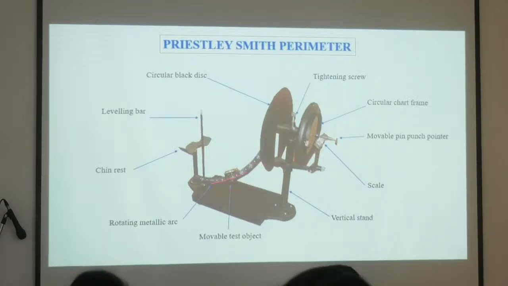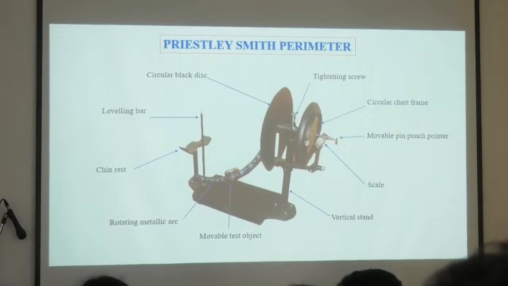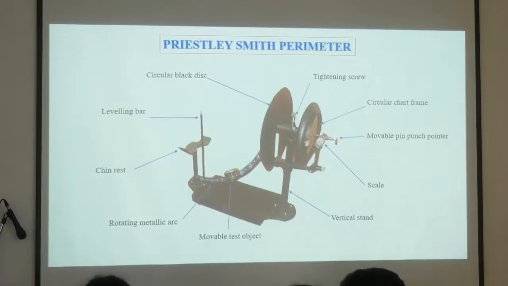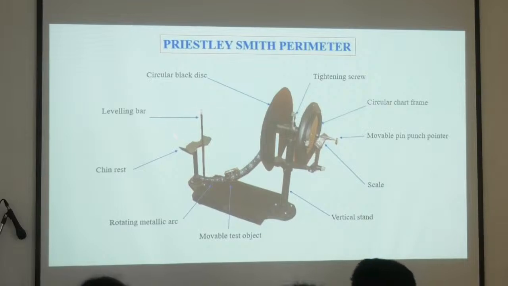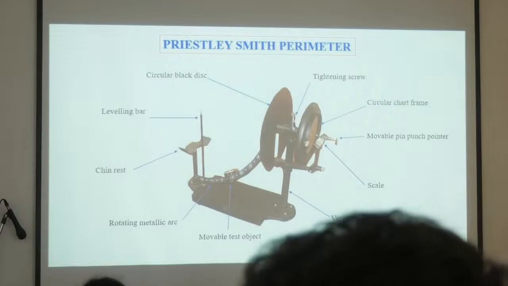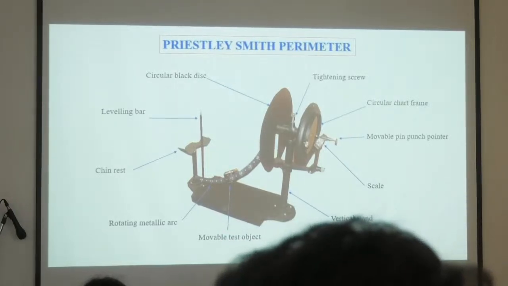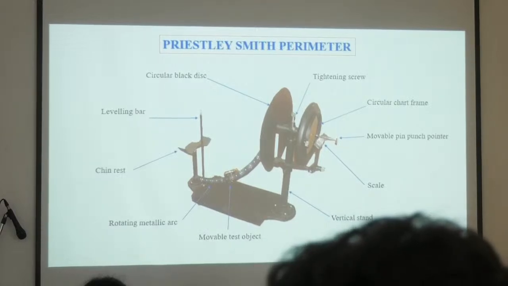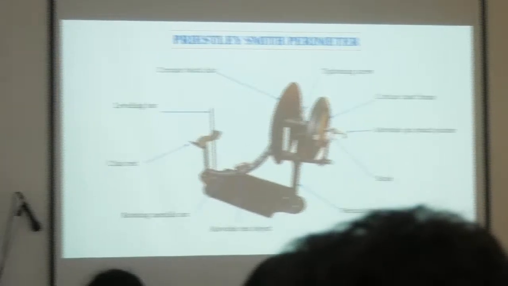This is a metallic arc, a rotating metallic arc. Again, we have degrees over here. This is the chin rest, and this is the leveling bar. Say, for example, here is the object. We have set it at yellow color. So this is the yellow color object. Let us fix this.